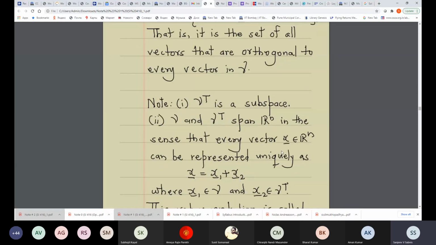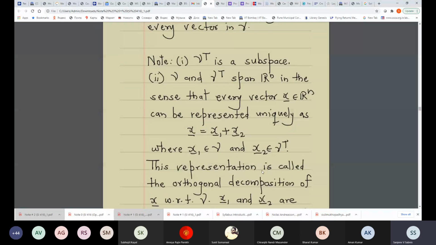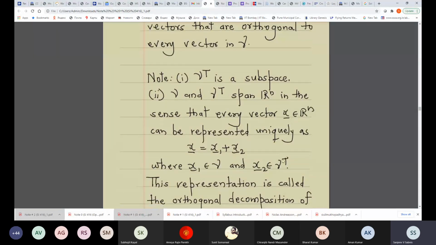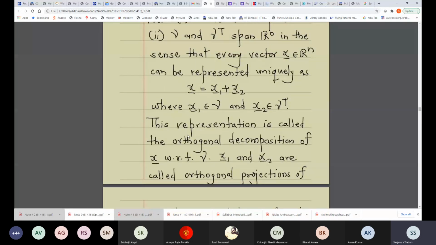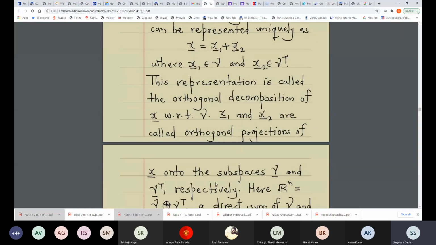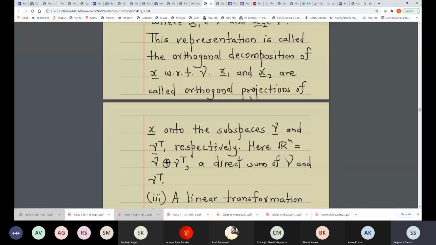sense that every vector x in Rn can be represented uniquely as x equal to x1 plus x2, where vector x1 belongs to nu and x2 belongs to its orthogonal counterpart. The representation is called the orthogonal decomposition of the vector x with respect to nu. Okay, and x1, x2 are called orthogonal projections of x onto the subspace nu and nu perp respectively. So here Rn can be written as a direct sum of nu plus nu perp.